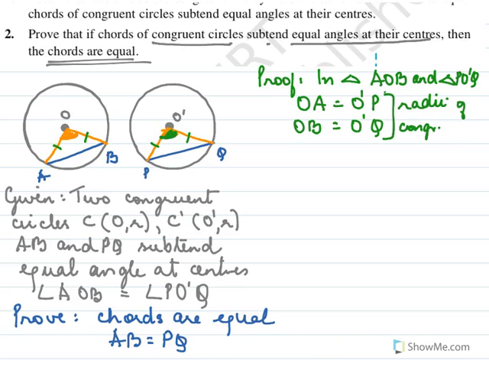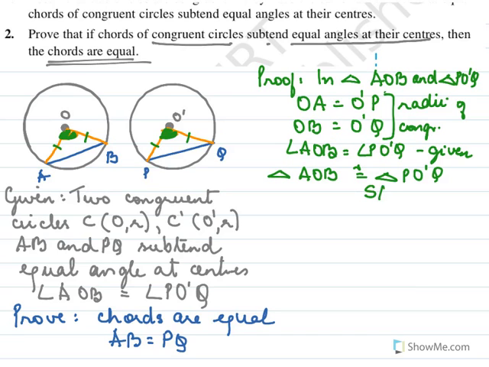And the angles also are equal. This is given to us. These two angles are given equal. So we have angle AOB equal to angle POQ, and that is given. Therefore, triangle AOB congruent to triangle POQ by SAS test. So if the triangles are congruent, I can say AB equal to PQ by CPCT. So I had proved that the chords are equal.